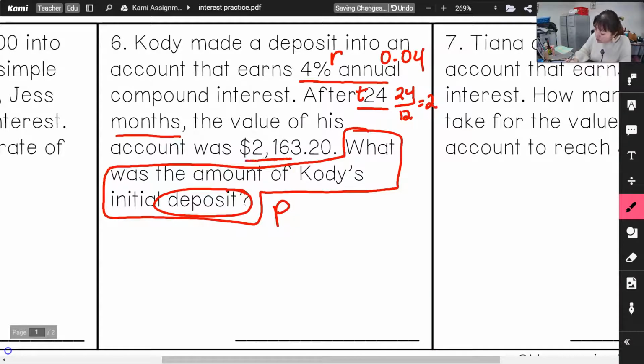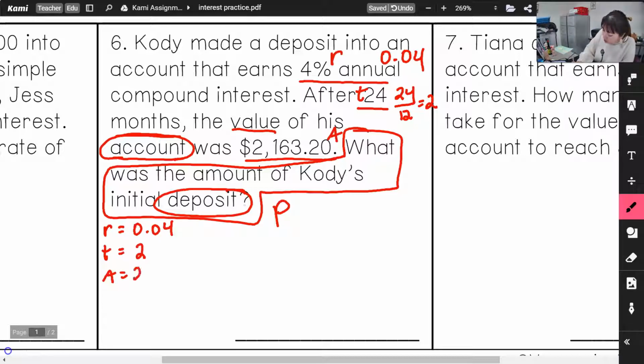Then it says the value of his account was $2,163.20, okay? We see the word account. Account balance, value of his account, that is A, okay? So A is 2,163.2, T is 2, R is 0.04. We can write that here. So we don't know what P is, that's what we're trying to find out, but we do know that R is 0.04, T is 2, and A is 2,163.2.